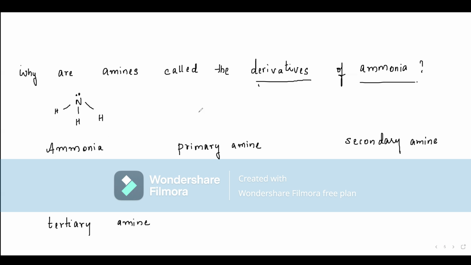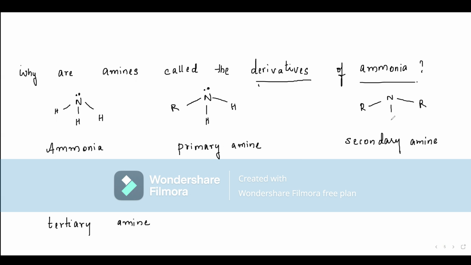But what is a primary amine? You still have a N with a lone pair of electrons. You have two hydrogens and there is one R group, RNH2, primary amine. But what is a secondary amine?